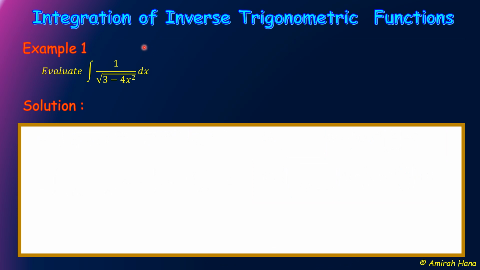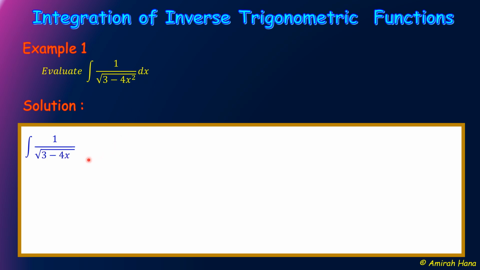Like other integration problems, the basic substitution method is applied wherever appropriate. Now, let's go through some examples. Example 1: evaluate integration of 1 over square root of 3 minus 4x squared dx.